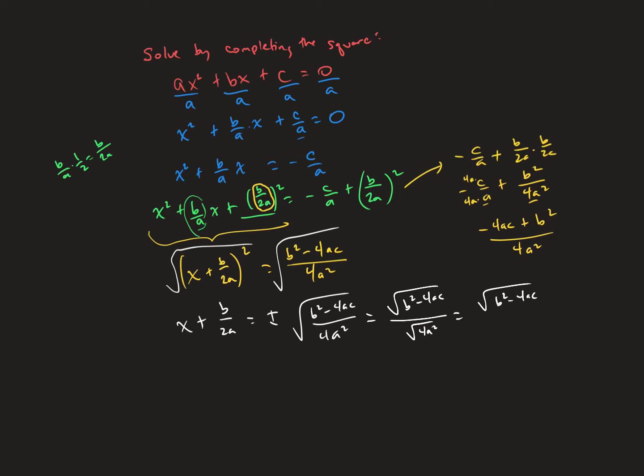But the square root of 4a squared, let's see. 4a squared is 2 times a times a. So I have a pair of 2's and a pair of a's. So that's going to be a 2a on the bottom. So what this simplifies down into is this.